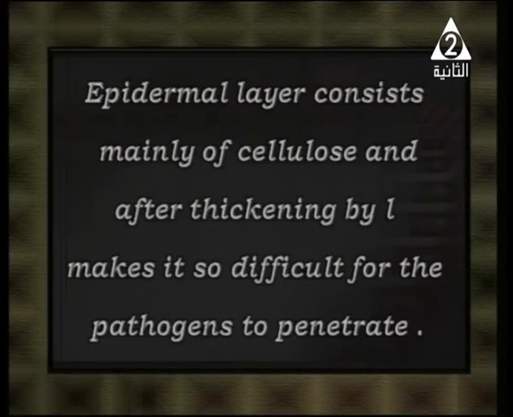The epidermal layer consists of cellulose, and this cellulose will thicken. Thickening means it increases. I mean it's a lot of cellulose that is accumulated, making it so difficult for pathogens to penetrate it. I mean, if there is an insect or grazing animal that wants to eat a part of the plant, with the existence of these cellulose layers and a lot of thickening around the cells, when the pathogen wants to penetrate it, it will be very hard for it.